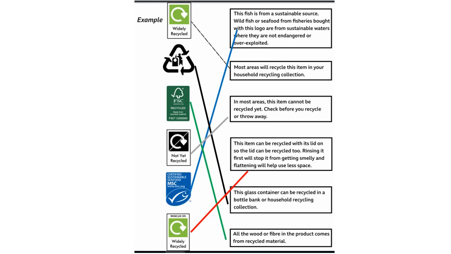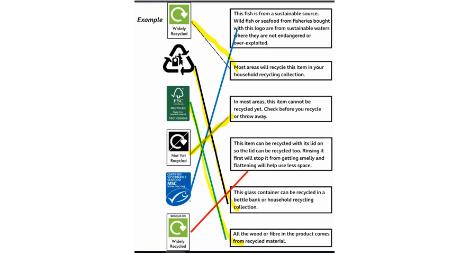Okay, and that's the answers there. I've tried to colour code them a little bit to make it clearer for you. So I'll just go over them with the highlighter so that you can really see them. So the first one was done for you. That was that one. Then the second one goes down to here. The glass container can be recycled in a bottle bank or household recycling collection. The third one, it says all the wood or fibre in the product comes from recycled materials. The fourth one, it says not recycled yet on the image, so that gives you a clue. So in most areas this item cannot be recycled yet. Check before you recycle or throw away.